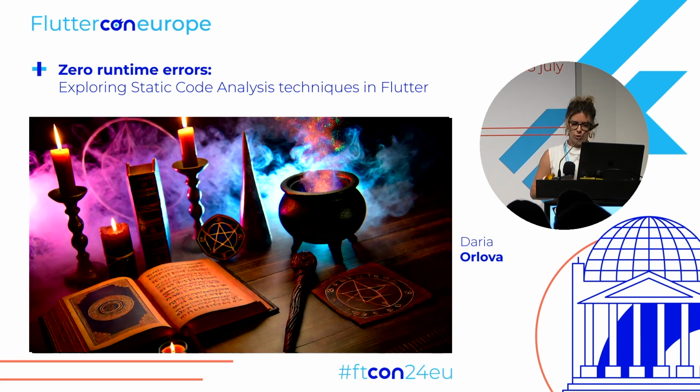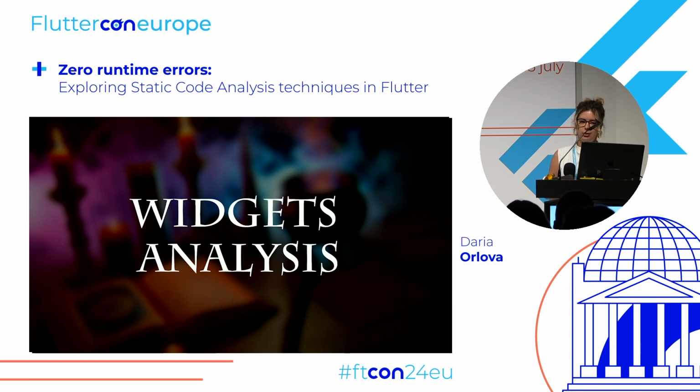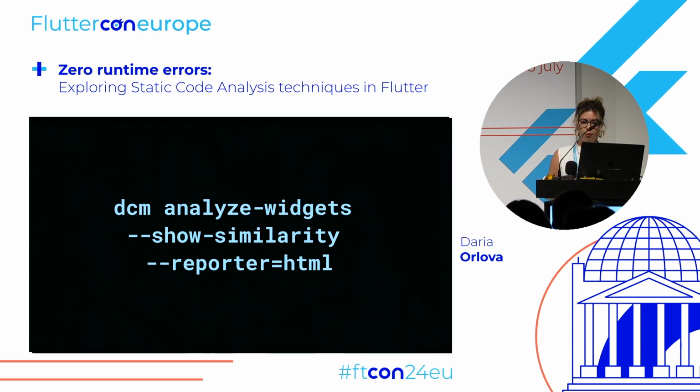DCM has several more features, but for today I want to show you a final one. And I believe this one definitely unlocks some dark magic. We've been talking a lot about static code analysis in Flutter. And one thing that we all know about Flutter is that everything is a widget. So it makes sense to have widget analysis. For that, we have the DCM analyze widgets command with the show similarity flag and a type of reporter, which can be console, but we will take a look at the HTML one.